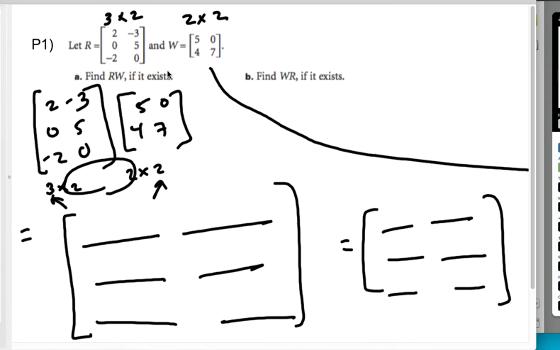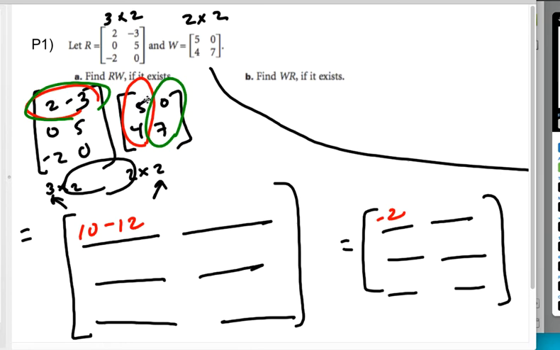All right, so row 1, column 1. 2 times 5 is 10. The -3 times the 4 is a -12, so that's a -2. The 2 and -3 times the 0 and the 7. 2 times 0 is 0. -3 times 7 is a -21, so I'm going to get a -21.